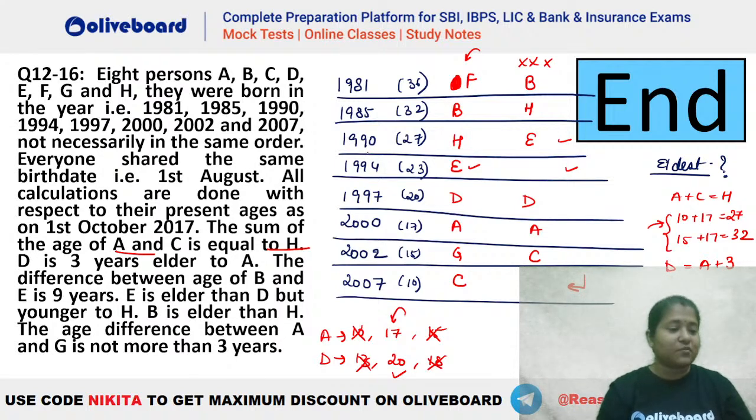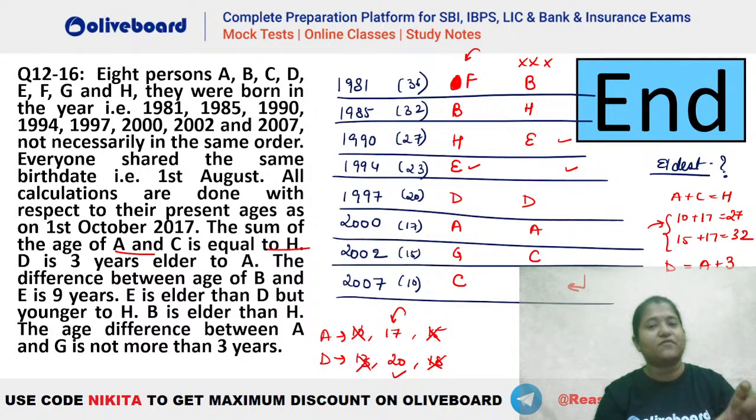Now, if you see, what are you taking here? Let's say if you are taking A and G as 17 and 15, right? 17 and 15, the difference between them is of 2 years. So that's why it's okay. So it should not be more than 3 years. That means the age gap should not be more than 3 years here. Okay, done right, and so absolutely great.